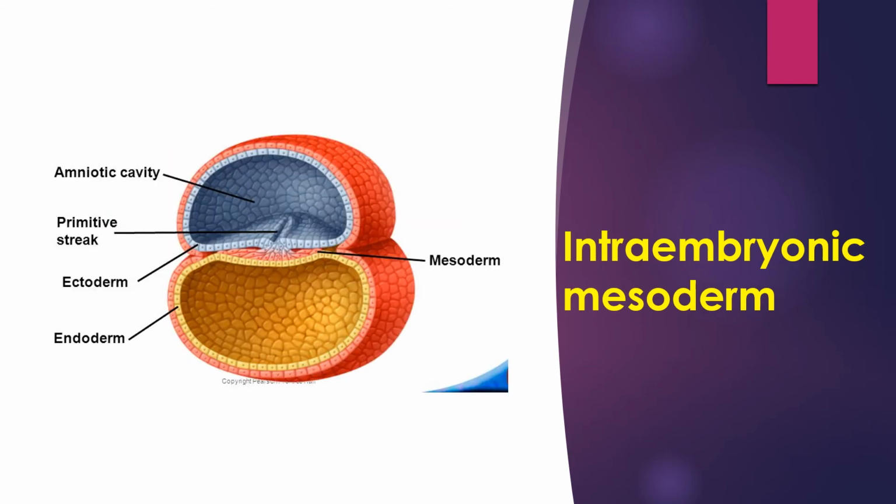So here also we can see the primitive streak. See, from the primitive streak the cells are coming and dispersing between the ectoderm and the endodermal layer. So all the cells are coming out from the ectodermal cell layer. This we have to remember.